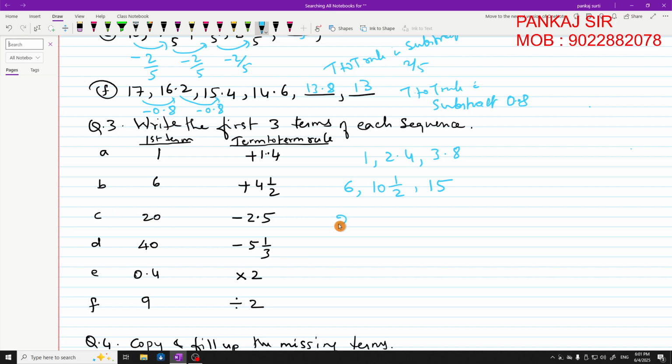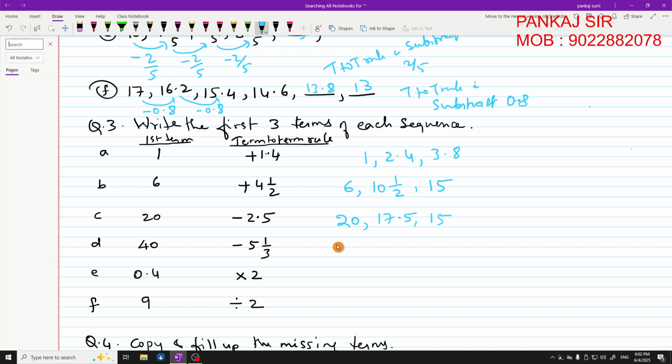C, first term is 20. From 20, I have to subtract 2.5. So 20 minus 2.5, I'm getting as 17.5. So my second term will be 17.5. And the third term will be 17.5 minus again 2.5, because 2.5 is the term to term rule. So that gives me 15. So this is the answer for C: 20, 17.5 and 15.